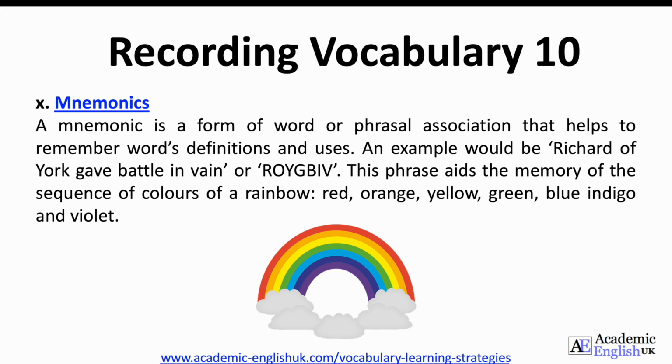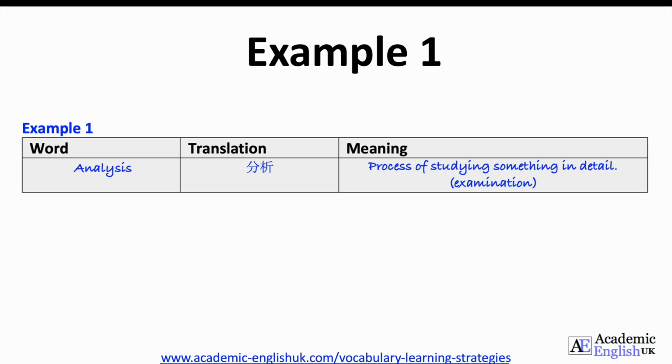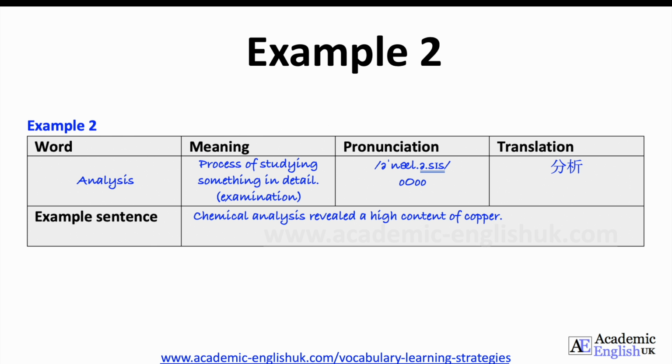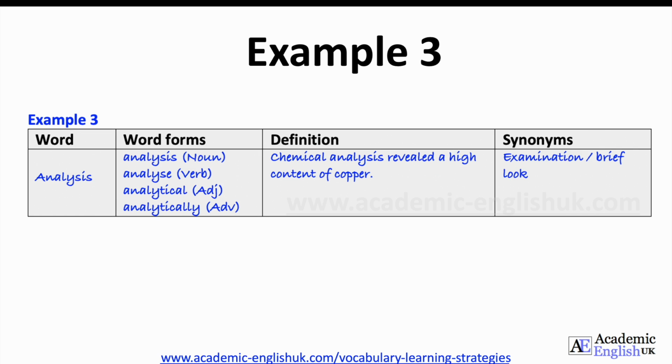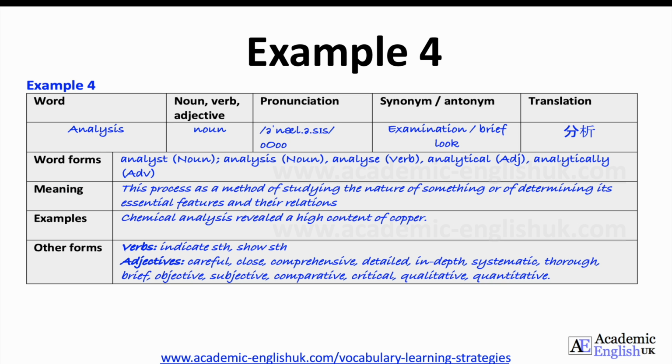Okay, let's now have a look at some examples of recording vocabulary. So example 1, this is a very simple method of just word translation and meaning. Example 2, this is similar to example 1 but includes pronunciation and an example sentence. Example 3 is slightly different with word forms and synonyms. And example 4 is a more advanced vocabulary recording system which includes nearly all the information of that word for an in-depth understanding of the word and its use.